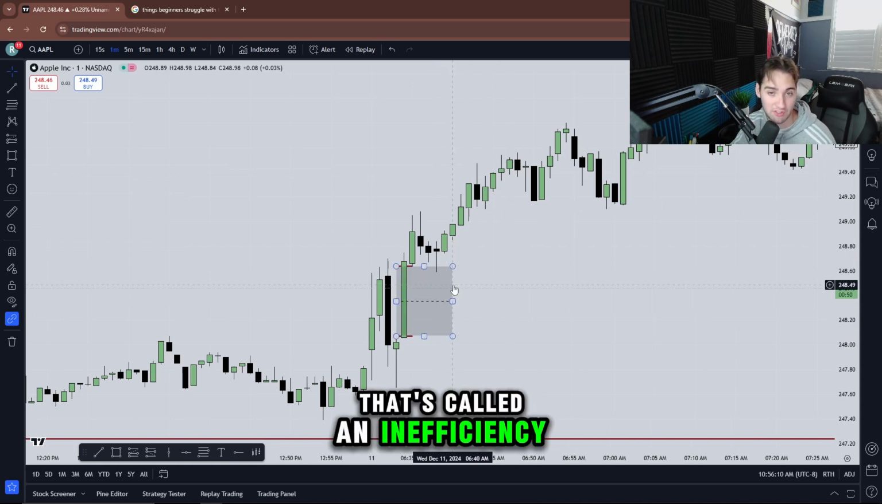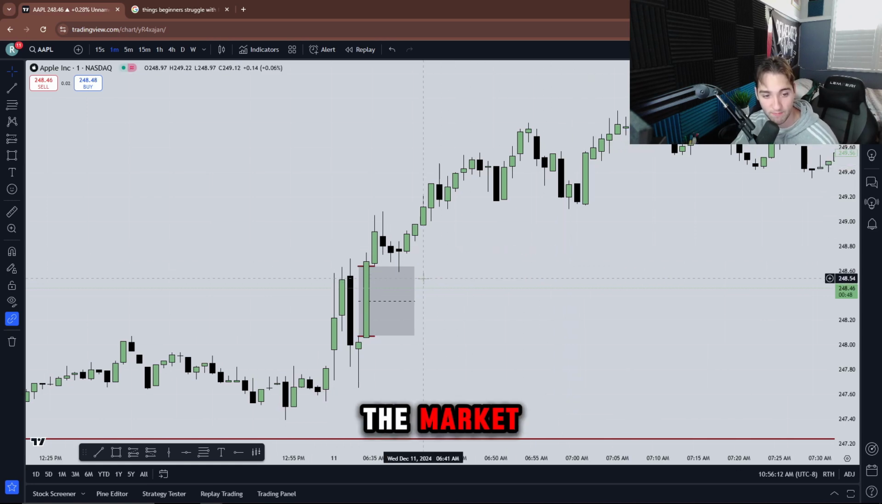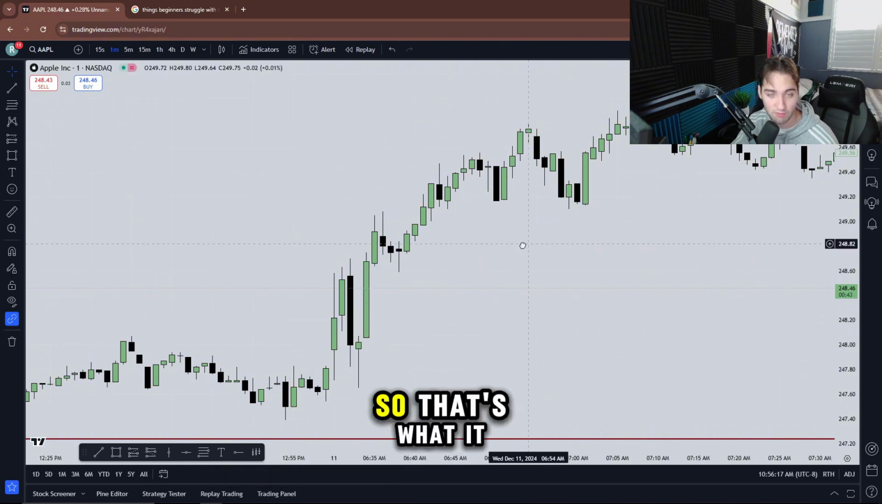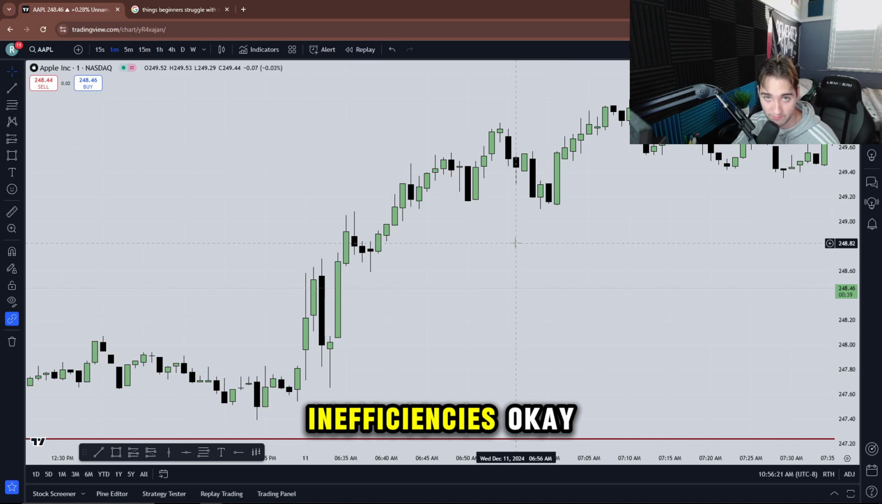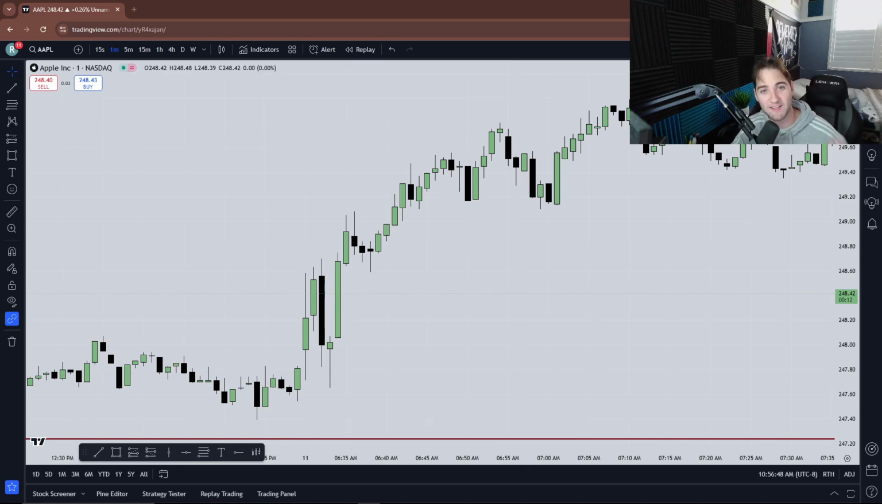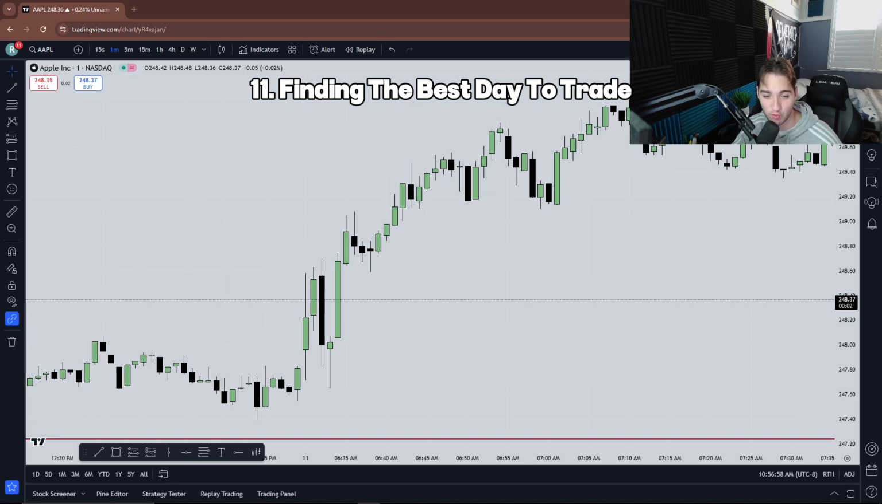That's called an inefficiency. There's multiple of them in the market. This is just the easiest one to identify if you're a beginner. So that's what it is, guys. That's that big secret. Price is drawn to inefficiencies, okay? So guys, when it comes to knowing the markets, understanding the markets and everything, you want to know what day is the best time to trade, okay?